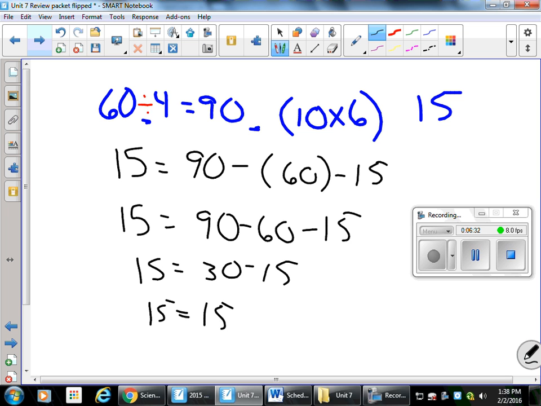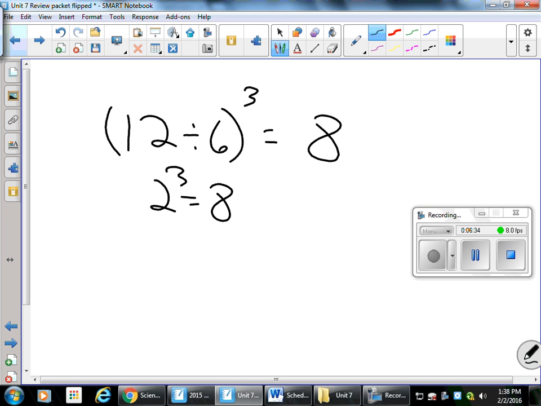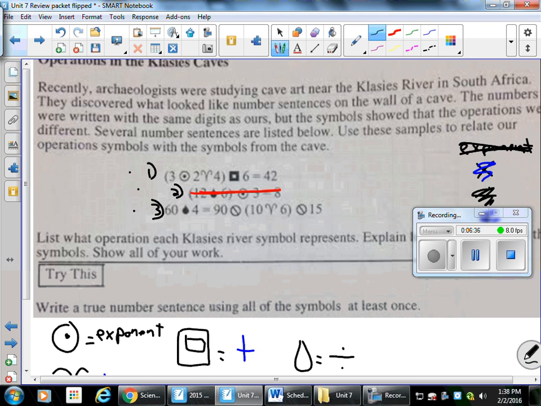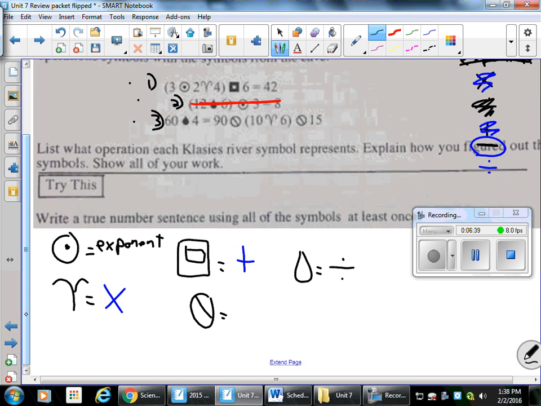Perfect. So we're going to move on back. Your test question won't be as difficult as this. But as you see here, we just figured this out. So my raindrop would equal division, and my mark is a subtraction symbol. So that works good.